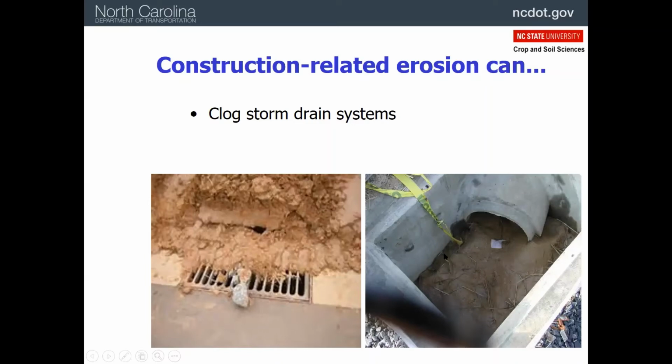Secondly, you can see over here on the right, if the pipe starts to get filled up with mud, then before you can finish the project, someone's going to have to wash all that out. And that's going to cost a lot of money and take a lot of time. So you want to prevent this from happening in the beginning. So there's lots of things we can do to surround these storm drain systems and keep them from seeing a lot of mud getting into them.